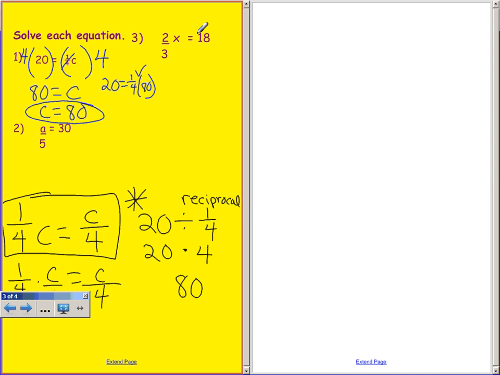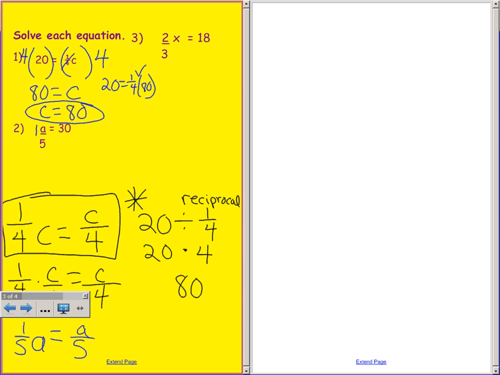A over 5 is exactly the same thing as 1/5 A. If it makes you feel more comfortable, you can just put a 1 there in front of the variable. It doesn't matter. Anytime you see a variable and it's by itself, there's always a 1 in front of it. And like I said before, that's the same thing. 1/5 A is exactly the same thing as A over 5, because it would be 1 times A, or A.